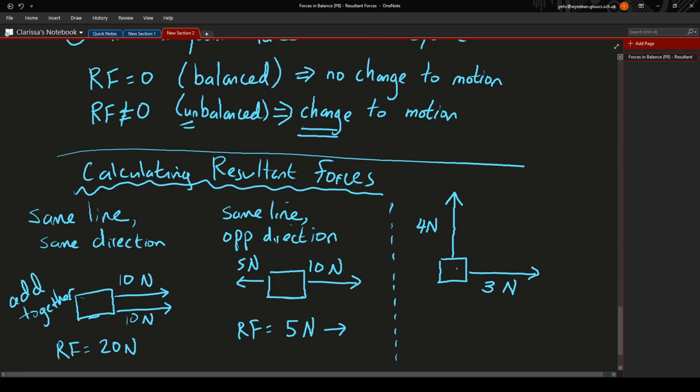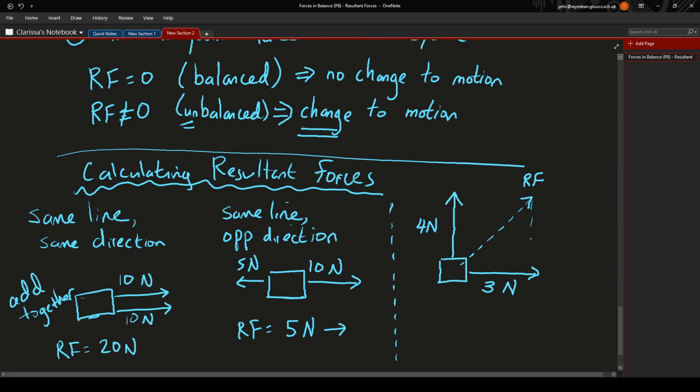Now, if you think about what is happening to this object, whatever the object is, let's pretend it's stationary. What direction is it going to go? If you have one person pulling up, one person pulling across, well, the resultant force is going to be somewhere here. It's going to be somewhere in the middle that represents the combination of a force moving it up and a force moving it to the right. It's a combination of the two, so it's going to be by here.